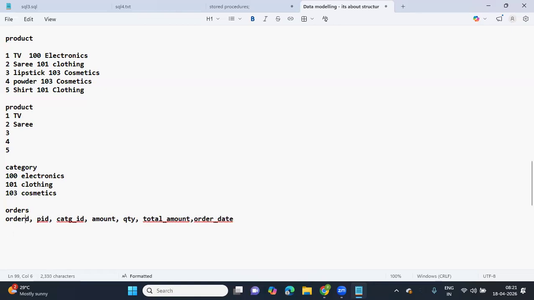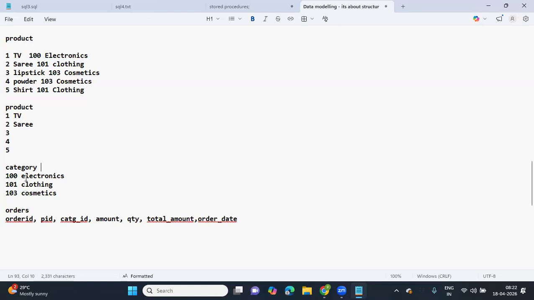Now here we have order ID. We will know the product ID and category ID. By knowing the product and category ID, I'll be joining this orders table with the product table and category table so that I'll get to know the details. Let's say if they have just placed product ID 1 and category 100, what do I know from that? Nothing, right?